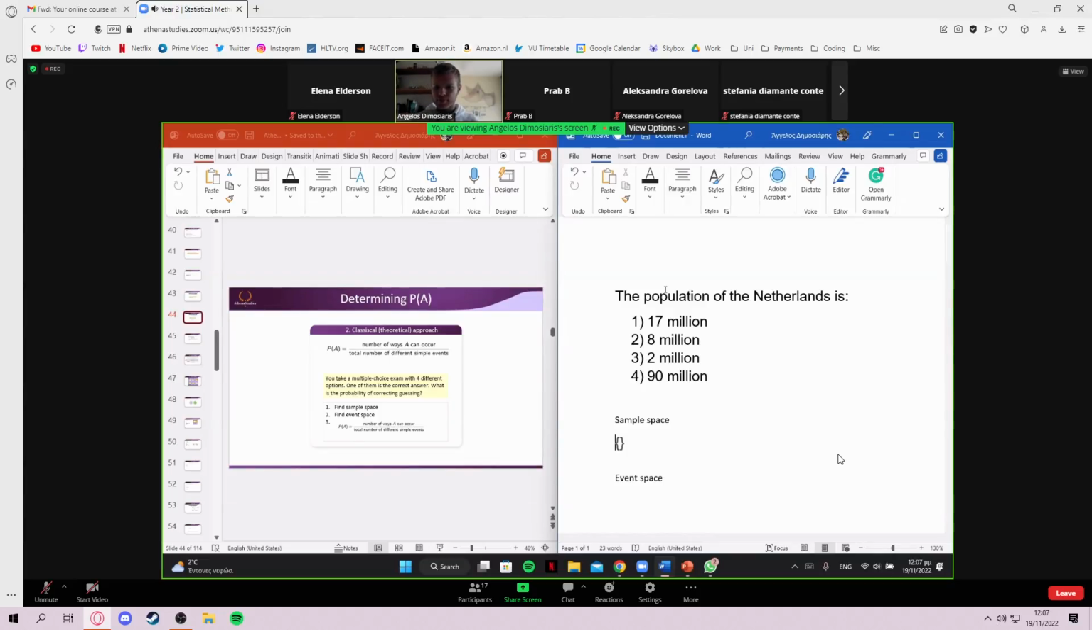So first of all, we have to find the sample space. And this is again all possible outcomes. We symbolize it omega, equal, and then we have all the different events that can happen. All right, so either 1 is correct, either 2 is correct, either 3 is correct, or 4 is correct.